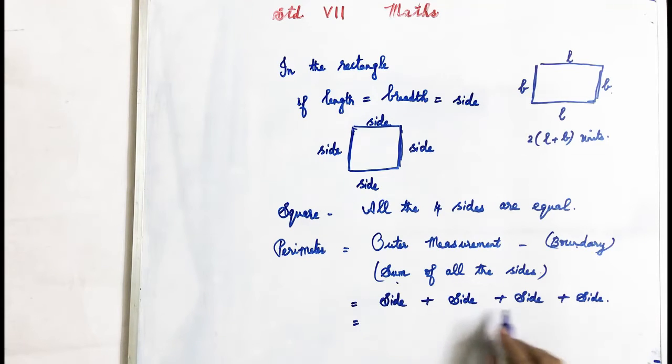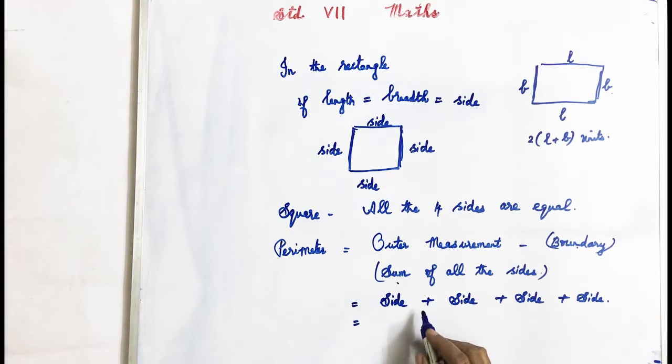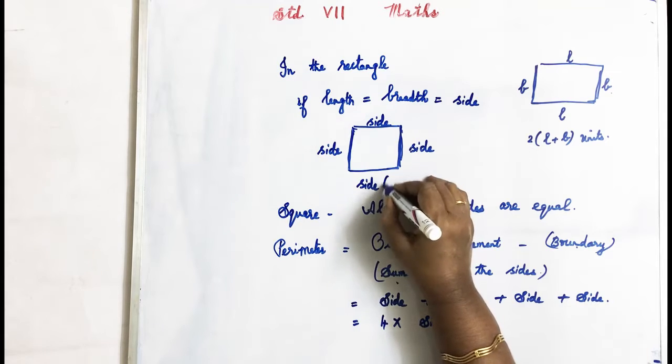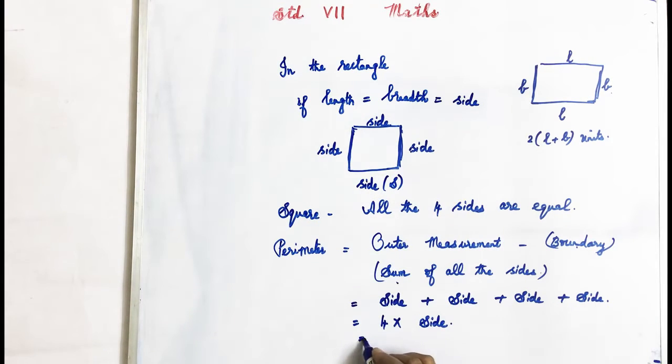So how many sides we have now? 4. And you all know repeated addition is multiplication. So how many? 4 sides we are having. So we can write this as 4 into side. And if we keep the side as S, this becomes 4 into S. And what is the unit of perimeter? Units. So now this is the formula to find out perimeter of the square. Next we shall see what is area of the square.